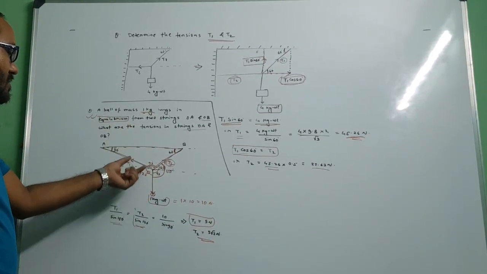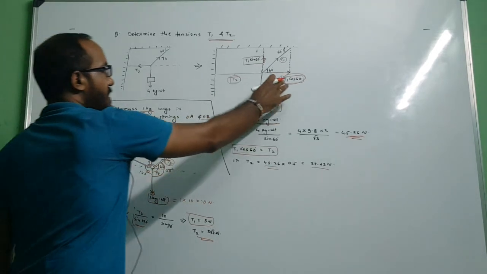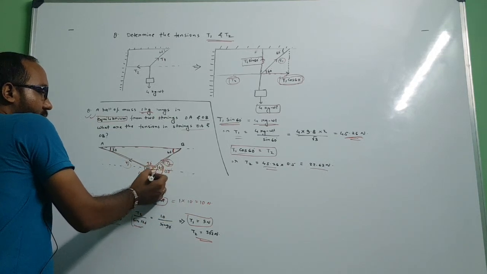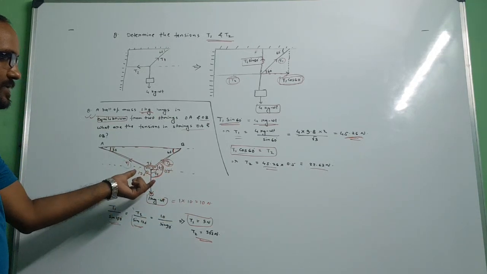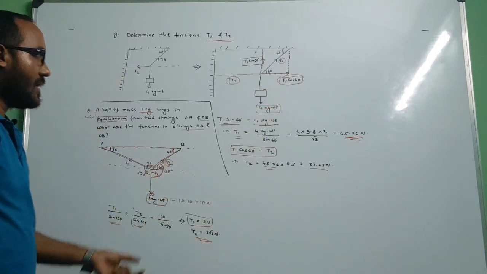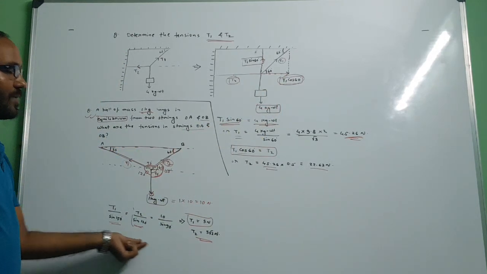If you know Lami's theorem, you don't have to break it into components like this. If you know Lami's theorem and if you can find out the angles in the concurrent forces, then you don't have to break into components and equate the components. You just have to simply apply the theorem.